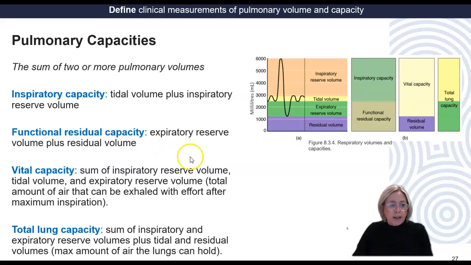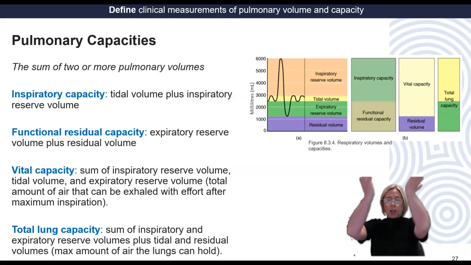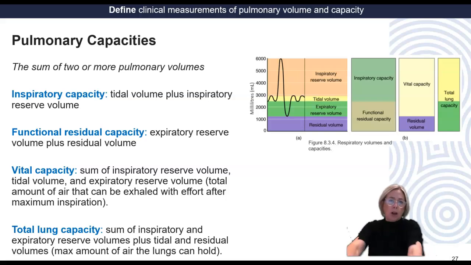Okay? The vital capacity then, I'm sure many of you have heard of this one, is the sum of these three volumes, the tidal volume and the two reserve volumes. So this is the total amount of air that can be exhaled with effort after a maximum inspiration. So if you take in as much air as you possibly can and you blow it all out until you can't get any more out, that's your vital capacity. As we get older, our vital capacities decrease, and that's because our lungs and our muscles get a little bit less elastic, right? So we can't take in as much to blow out as much.